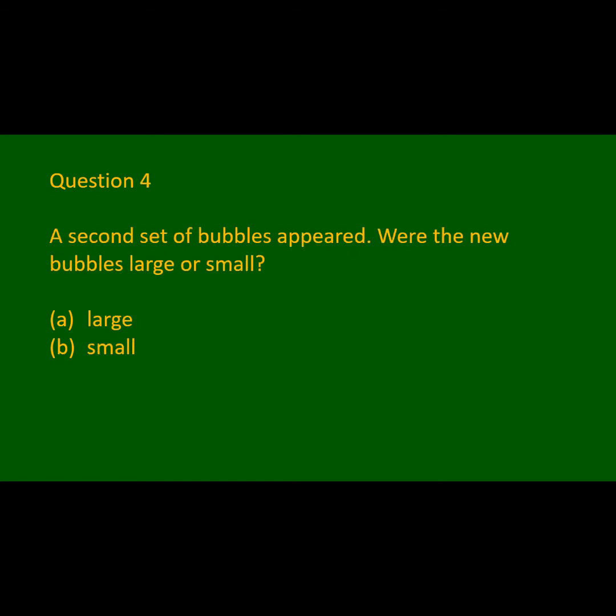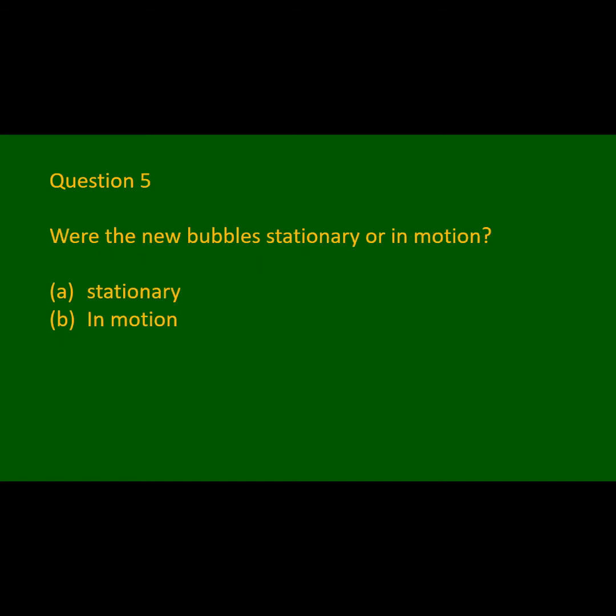Question 4. A second set of bubbles appeared. Were the new bubbles large or small? A. Large. B. Small. Question 5. Were the new bubbles stationary or in motion? A. Stationary. B. In motion. Question 6. What are these bubbles composed of? A. Water vapor. B. Dissolved air.